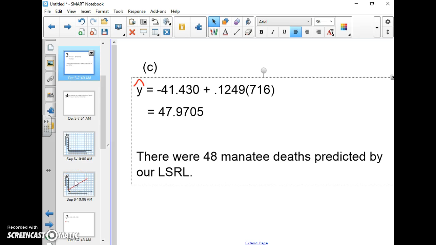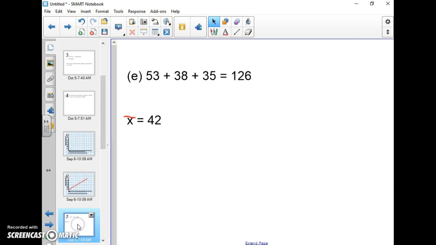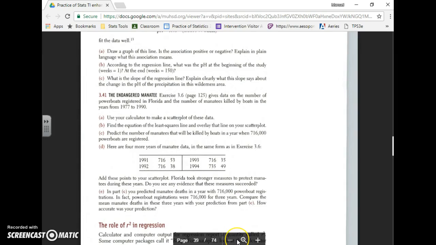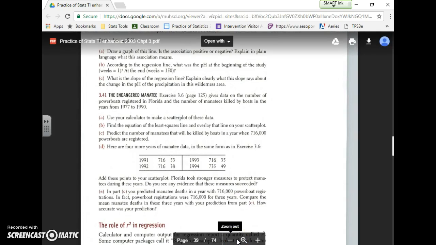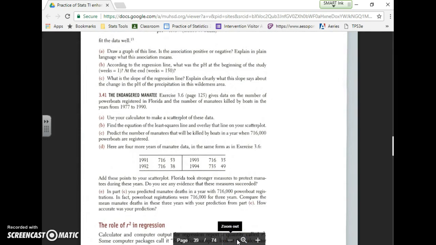So if you actually calculate it, they actually did go down. So the predicted was 48, and the average for those next 3 years that had 716 was actually lower. So you can say with confidence that no, actually those measures did help, and they did in fact reduce the number of deaths of manatees.